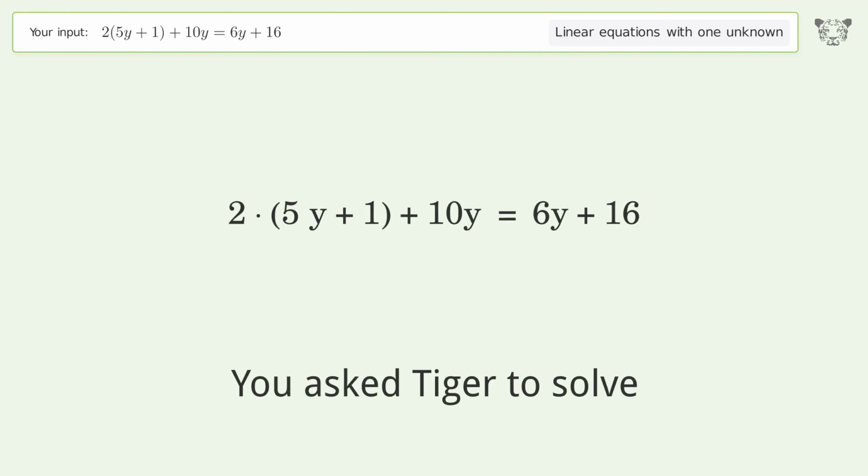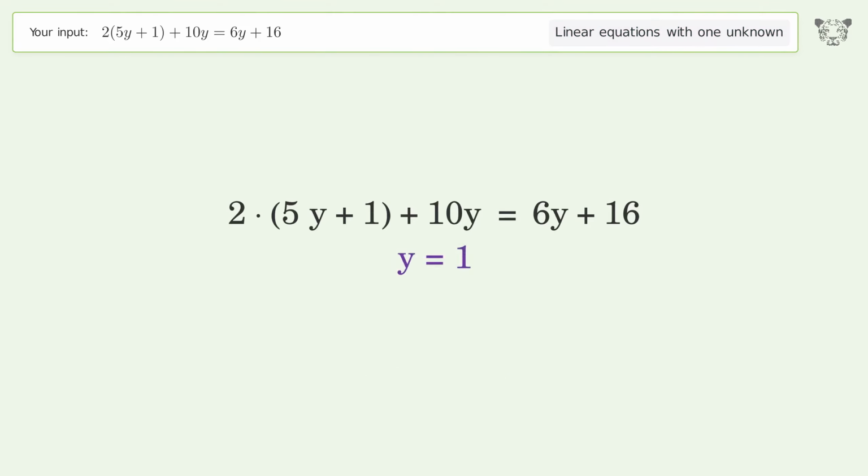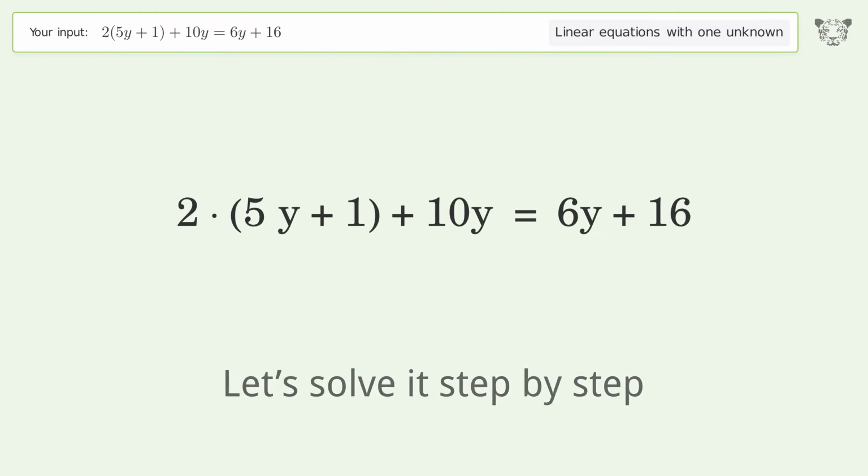You ask Tiger to solve this. This deals with linear equations with one unknown. The final result is y equals 1. Let's solve it step by step.